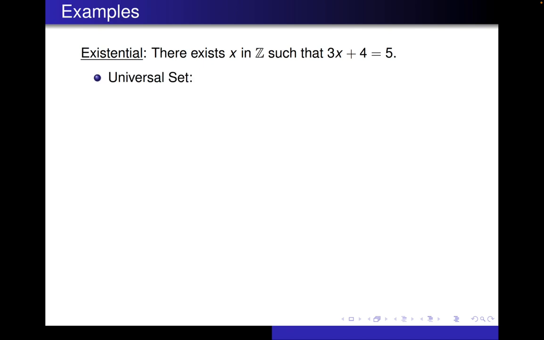All right, so here's some examples. Here's an existential one that we might want to look at. Oh yeah, this is an existential that we've looked at before. There exists x in Z such that 3x plus 4 equals 5. And I'm not worried about whether this is true or not, but it's a fine existential statement, right?